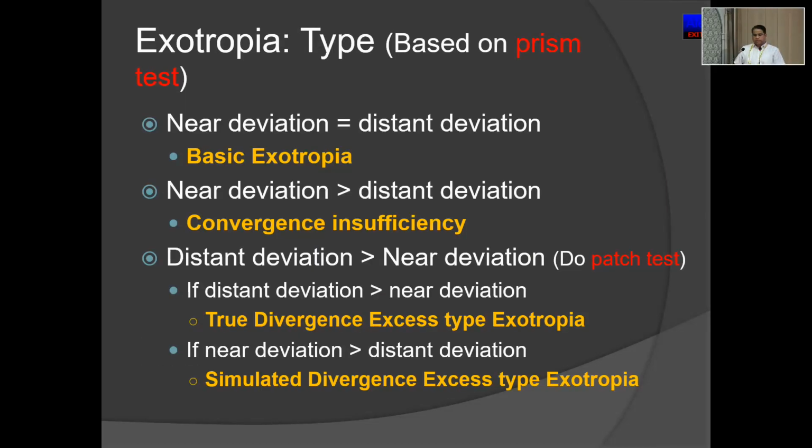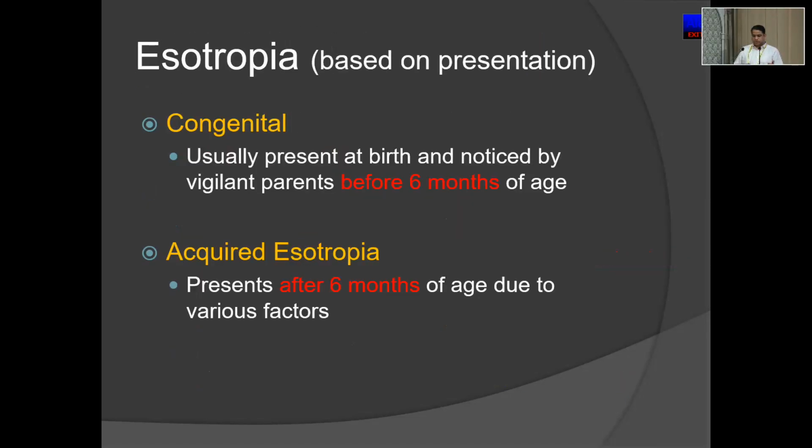Exotropia is basically when the eye is outwards. Then there are different types. If the near deviation, that is at 1 meter, is equal to that of distance, it is called basic exotropia. If the near is more than distance, it is called convergence insufficiency. If distance is more than near, it is called either true divergence or a stimulated divergence. If the distance deviation is more than near after a patch test, it is true divergence, and if the near deviation is more than the distance deviation, it is stimulated divergence.